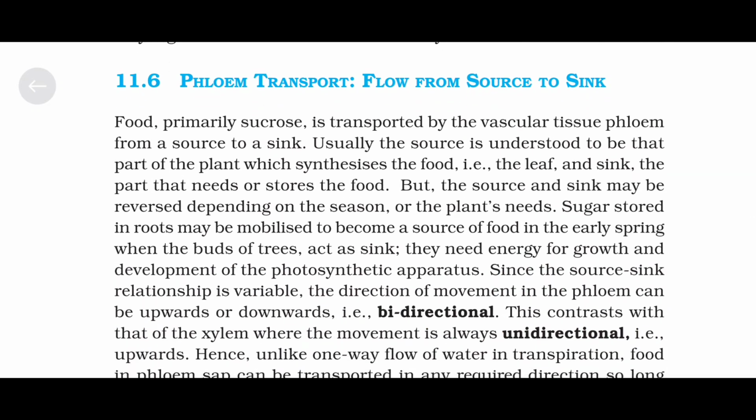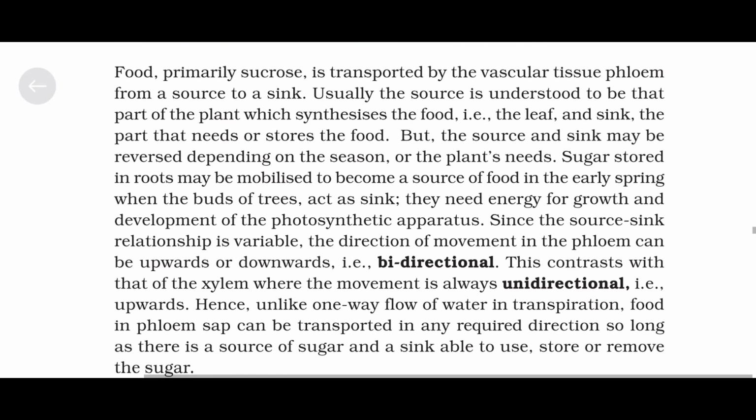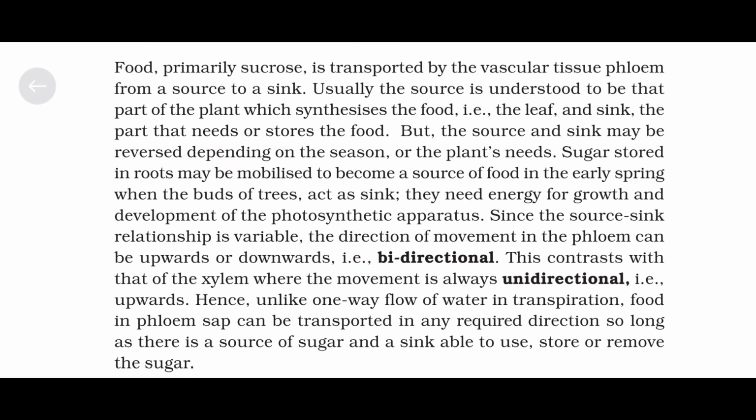Phloem transport: flow from source to sink. Food, primarily sucrose, is transported by the vascular tissue phloem from a source to a sink. Usually, the source is understood to be that part of the plant which synthesizes the food, that is the leaf, and the sink the part that needs or stores the food. But the source and sink may be reversed depending on the season or the plant's need.